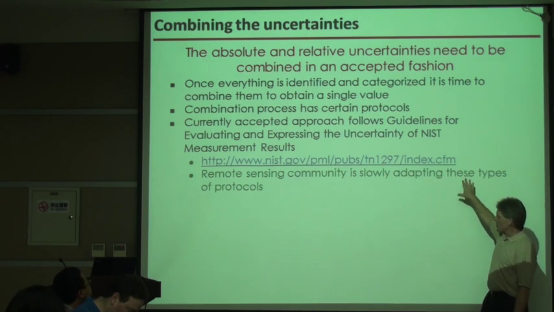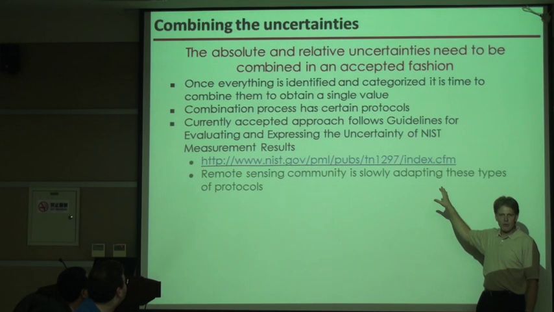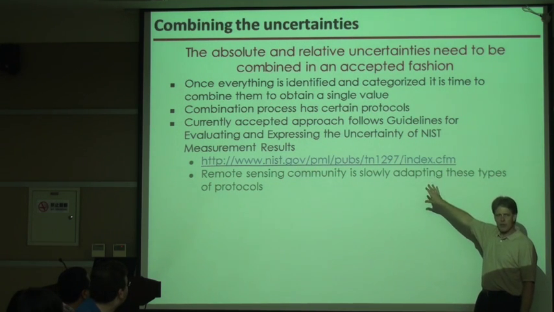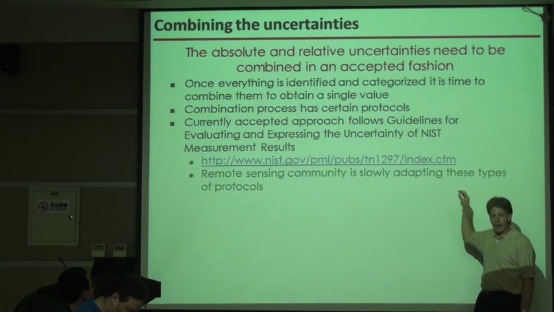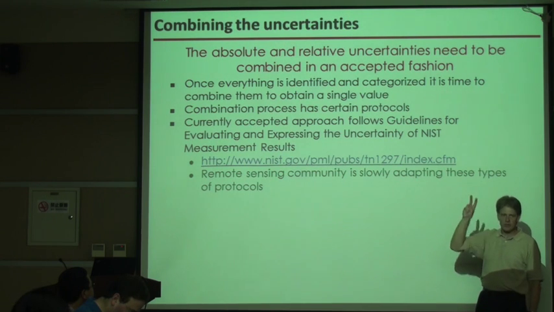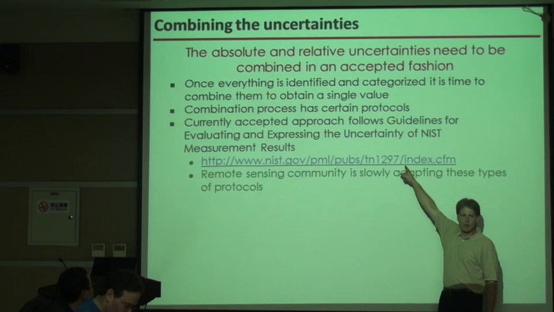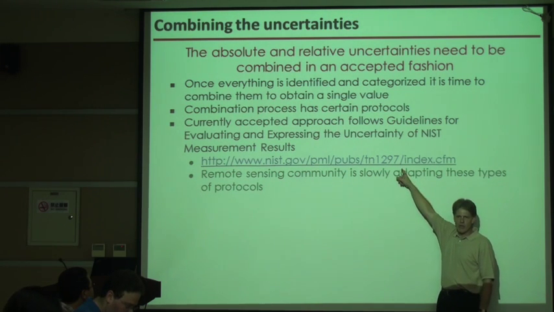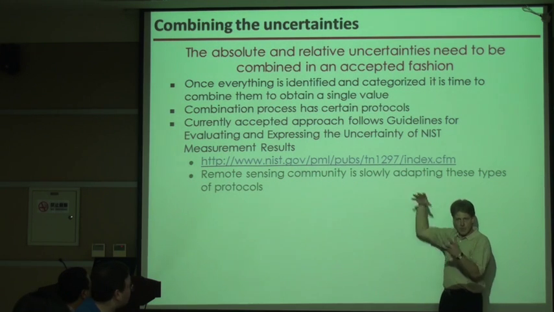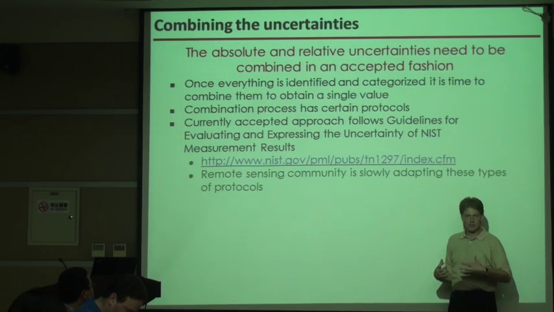Now, right now, we're slowly starting to bring that into remote sensing. I have this reference up here. I want to make sure I point out and emphasize, and I'll say it twice just to make sure you get that I'm emphasizing it, this is just a document put together by a bunch of smart people at one institution on how to do the statistics of combining relative and absolute uncertainties.